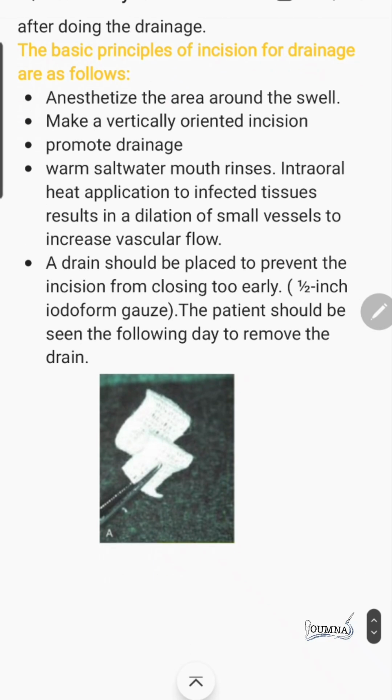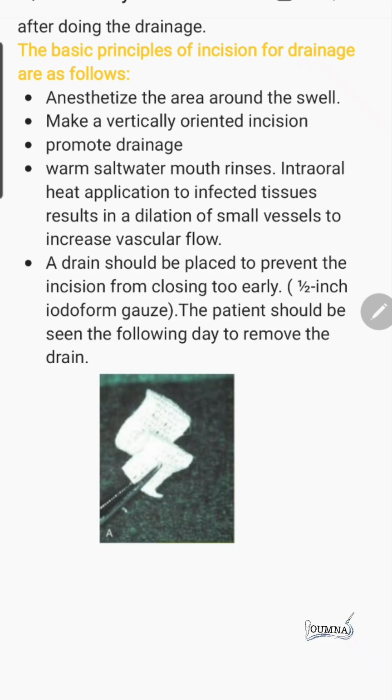The basic principles of incision for drainage are as follows. Anesthetize the area around the swelling. Make a vertically oriented incision. Promote the drainage. Warm salt water mouth rinses. Intraoral heat application to infected tissues results in a dilation of small vessels to increase the vascular flow.